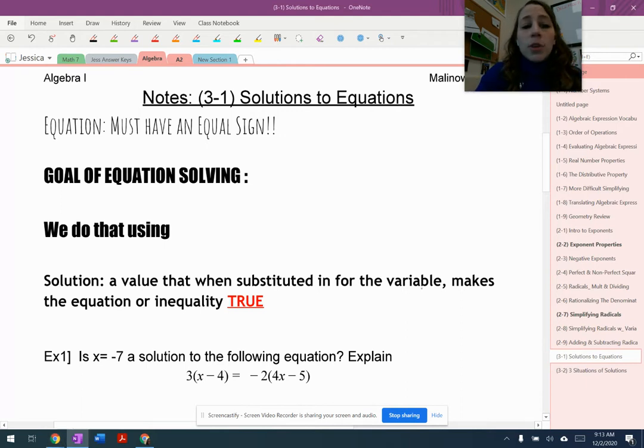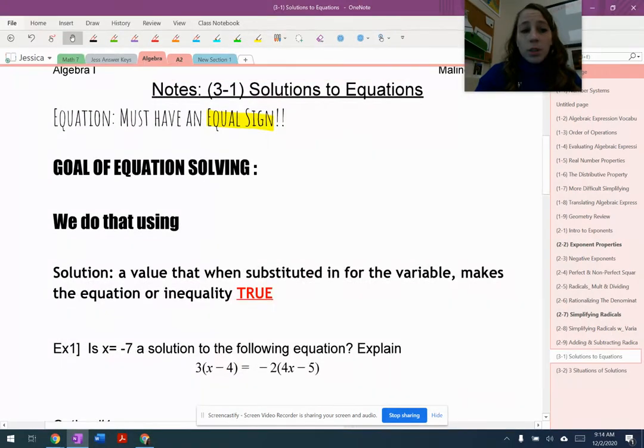So naturally, when we're talking about an equation, it absolutely positively needs to have an equal sign. Without an equal sign, it's just an expression.